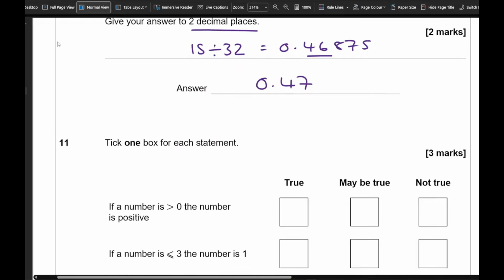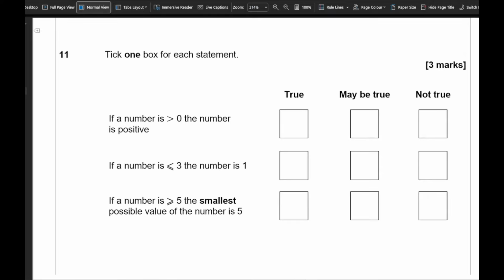Then for question 11, it says tick one of each statement. If a number is greater than 0, the number will always be positive, so that's going to be true. If a number is less than or equal to 3, then the number is 1. That may not be true, because you could have, let's say, 2, you could have 3, and that's not 1. If a number is greater than or equal to 5, the smallest possible value of the number is 5, and that is true.